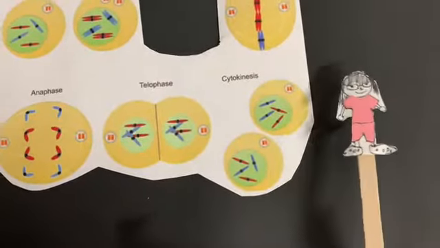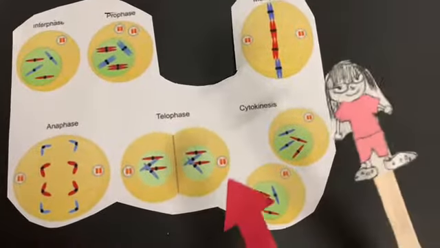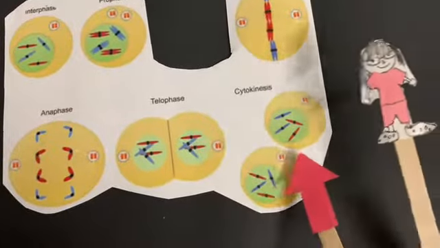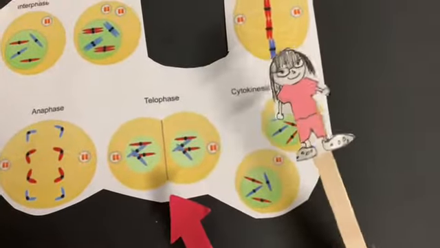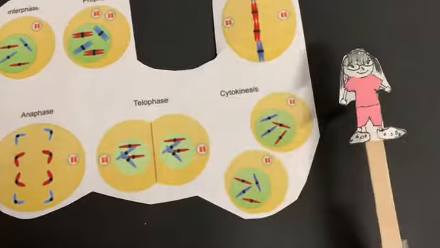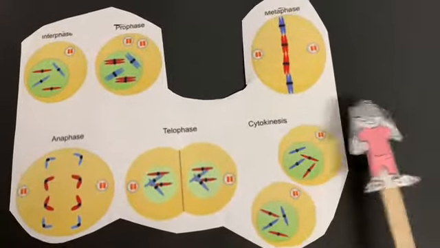Finally, there's cytokinesis. Cytokinesis is a physical process that finally splits the parent cell into 2 identical daughter cells. During cytokinesis, the cell membrane pinches in at the cell equator, forming a cleft called the cleavage furrow.